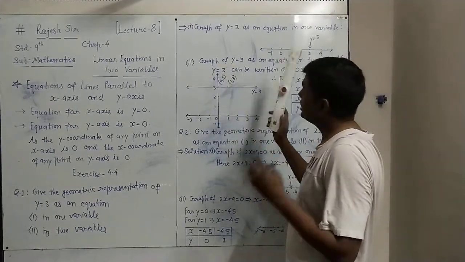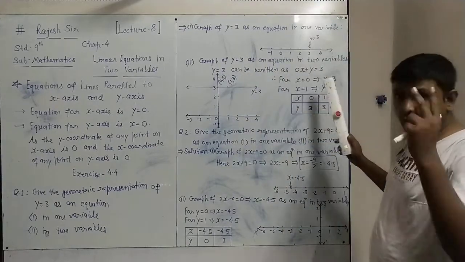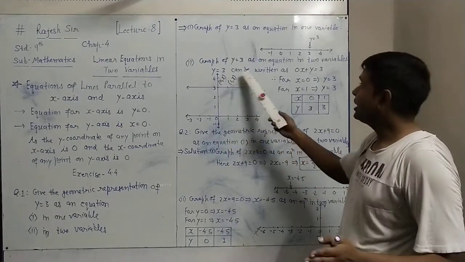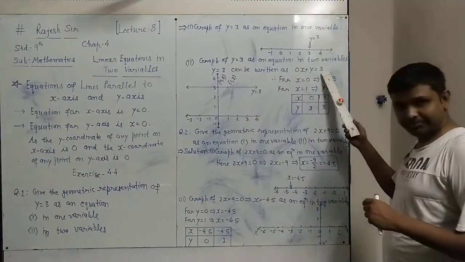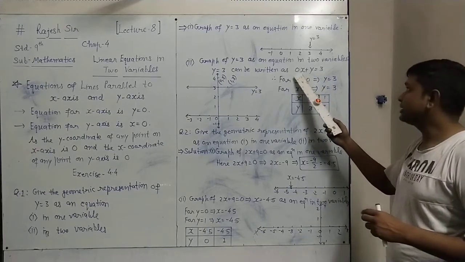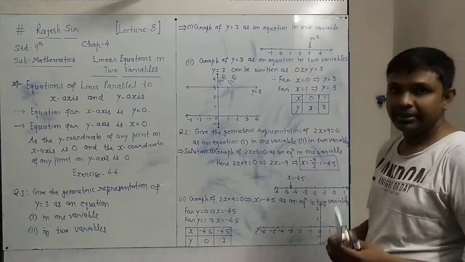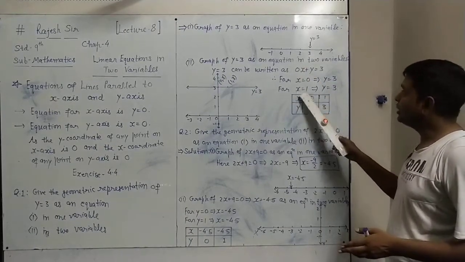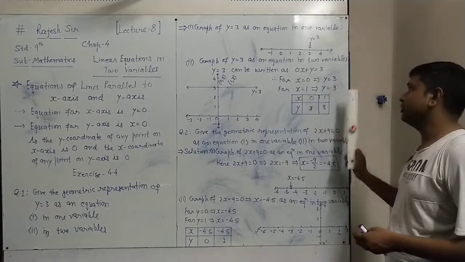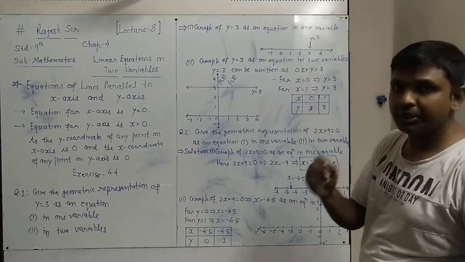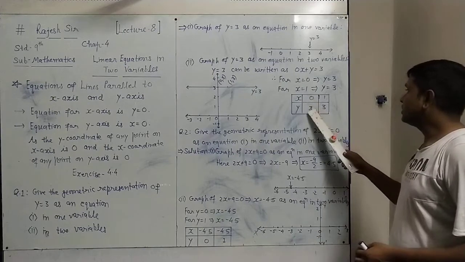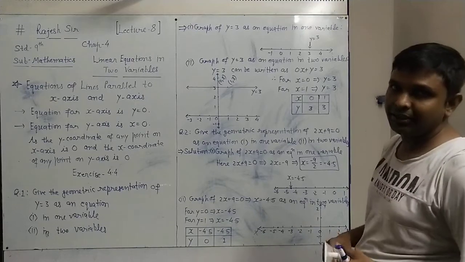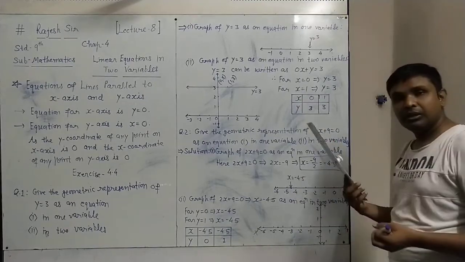Similarly, the graph of y equal to 3 as an equation in two variables. So we need two variables here, x and y. So y equal to 3 can be written as 0x plus y equal to 3. The second variable x is there, with 0 we can write it. For x equal to 0, y equal to 3. For x equal to 1 also, 1 into 0 is 0, y equal to 3 always. For any value of x, y will be 3 always. So (0, 3) and (1, 3). By taking two pairs of x and y coordinates, we can draw the graph.